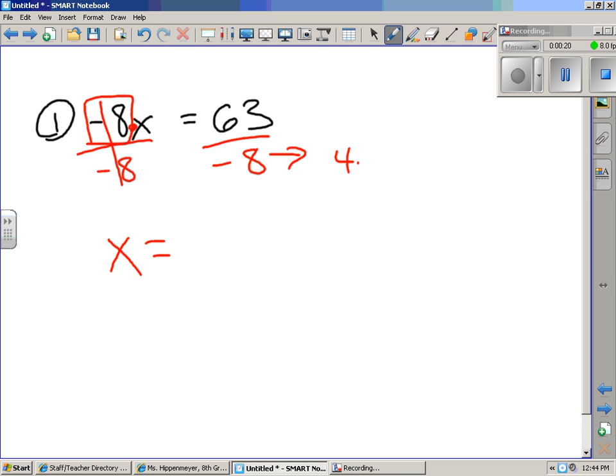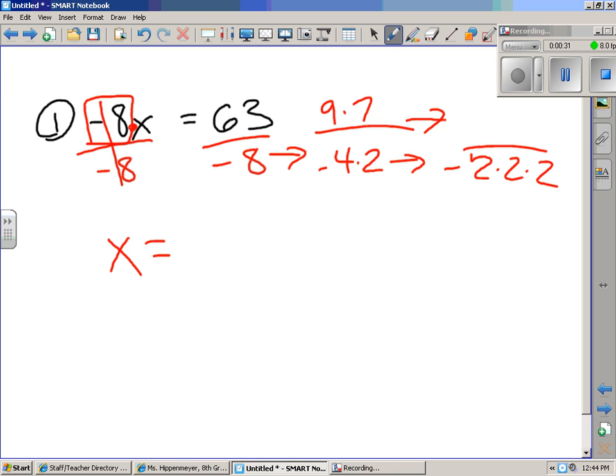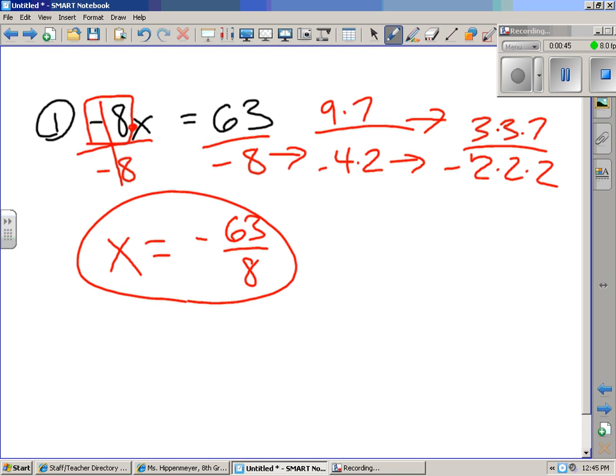This breaks down into 4 times 2, which breaks down into 2 times 2 times 2. The numerator breaks down into 9 times 7, which breaks down into 3 times 3 times 7. Now, when you look at the numerator and the denominator, they don't have any factors in common. So this is going to be as simple as it gets. So your answer is negative 63/8.